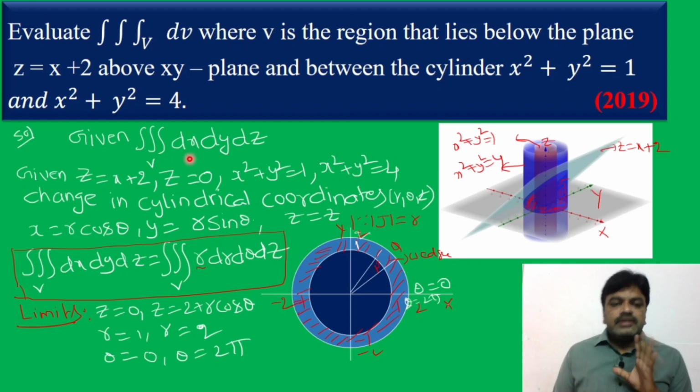To evaluate this integration easily, I am writing the given data here and converting into cylindrical coordinates: x = r cos θ, y = r sin θ, z = z. We simply need to find the limits of r, θ, z. What about this r? This r is the Jacobian value. Clearly here z is equal to 0. What is the z upper limit? The given upper limit is x + 2, so x is r cos θ, giving 2 + r cos θ.